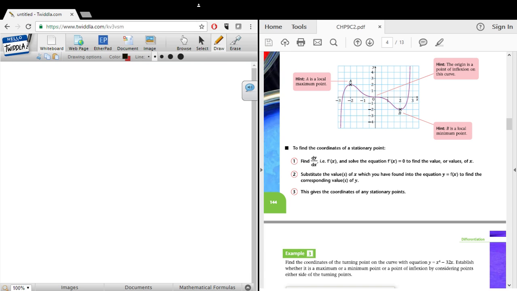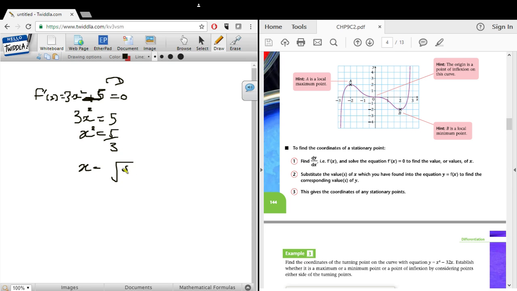So if you have, say, 3x squared minus 5 equals 0, this is just an equation I came up with in my head from examples I've done previously. You bring the 5 around, so 3x squared equals 5, and x squared is 5 over 3, so x is going to be plus or minus the square root. So you have two x values here.